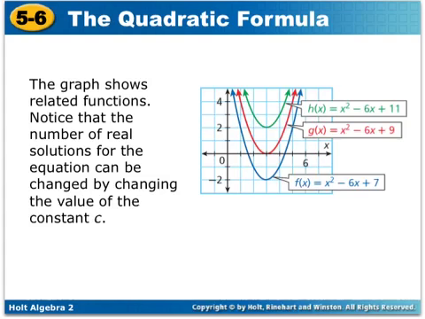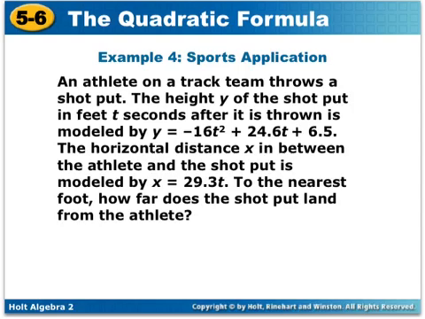Now let's look at that chart I was talking about. First of all, this is just for your information to hopefully help you understand the material better. This graph shows the related functions. Notice that the number of real solutions for the equation can be changed by changing the value of the constant c. So these are all the same beginning: x squared minus 6, x squared minus 6, x squared minus 6. And our c has changed. Remember, that's the y-intercept. So we have 2 real solutions, 1 real solution, and no real solutions, 2 complex non-real solutions. So that's how the functions are relating.